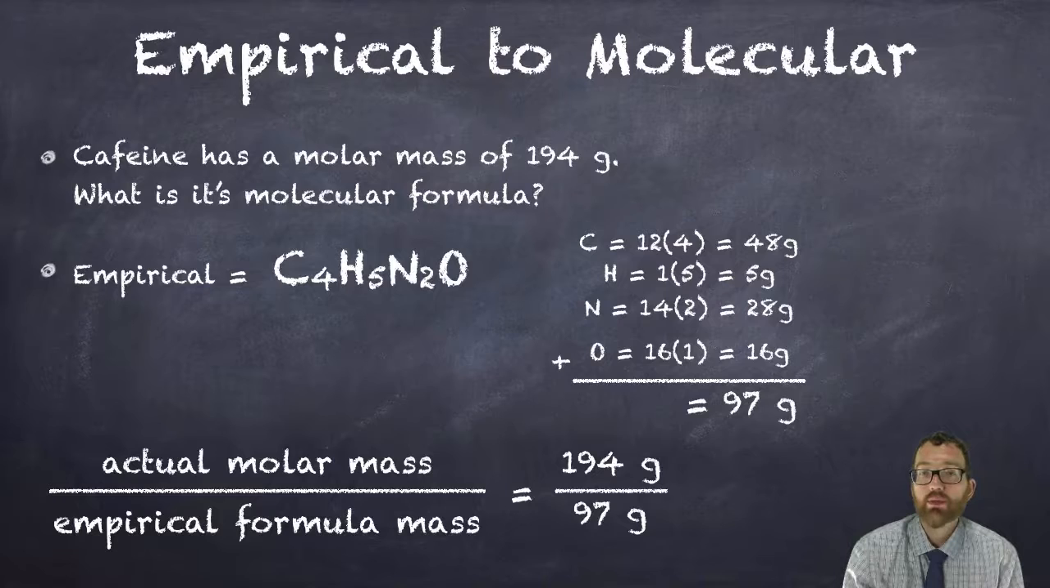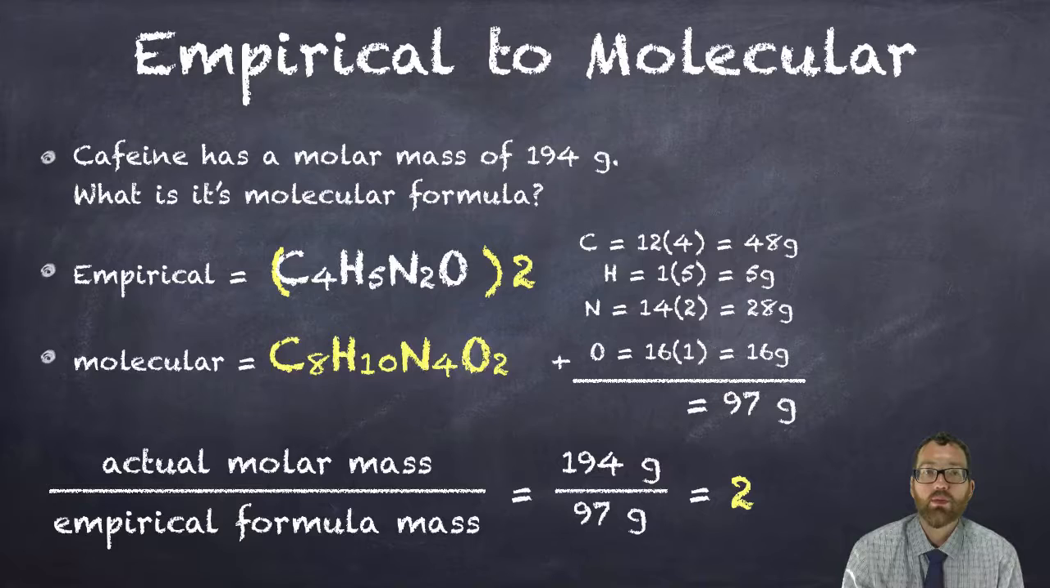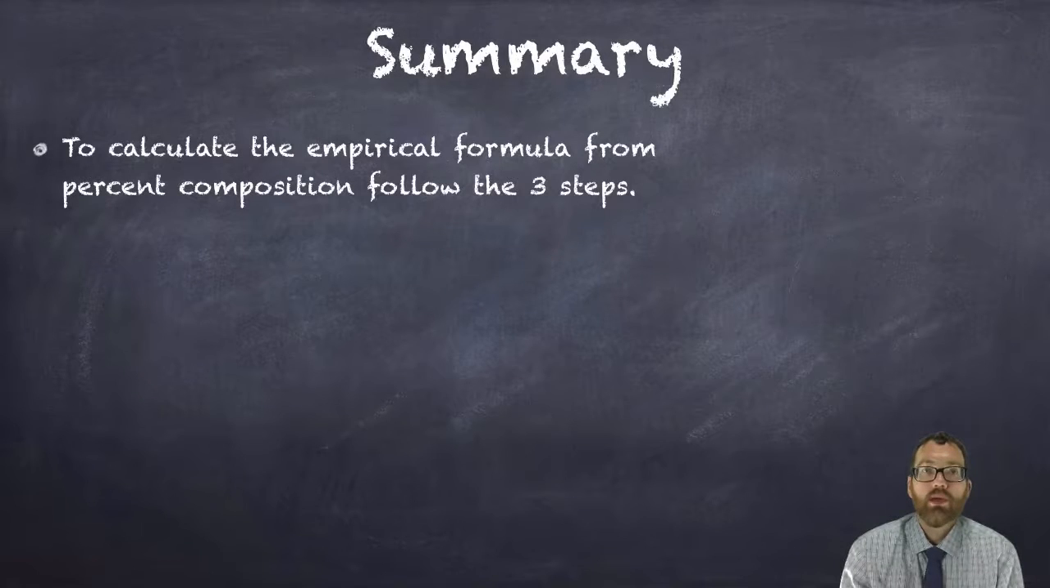So I divide those numbers and I'll get a factor of 2. That means my empirical formula is off from my molecular formula by a factor of 2. So all you need to do is multiply your empirical formula by 2 to get your molecular formula. So our molecular formula will be C8H10N4O2.